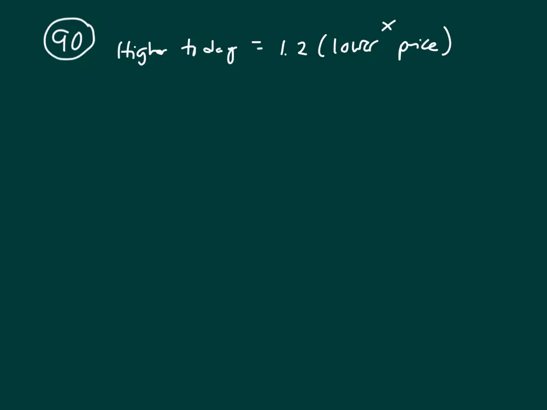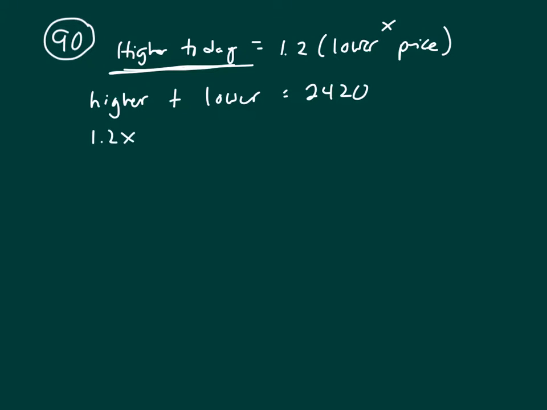Now know that today's closing prices are either higher or lower. So if you add these, the number that closed higher plus the number that closed lower, that has to give you 2420. And I'm trying to figure out how many of the stocks closed at a higher price. All right, so what is higher today? Higher today is 1.2x plus what is lower today, that's x, and that's got to give me 2420. So remember there's a 1 there, so I've got 2.2x equals 2420.